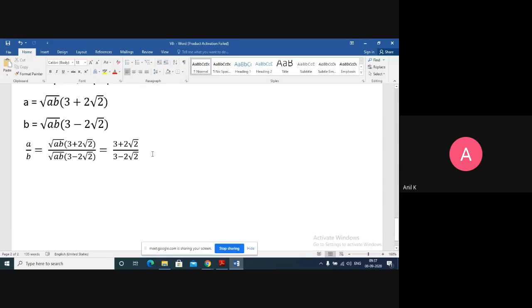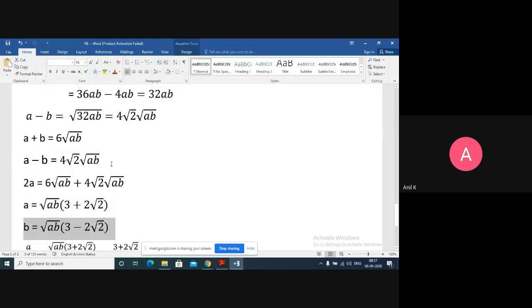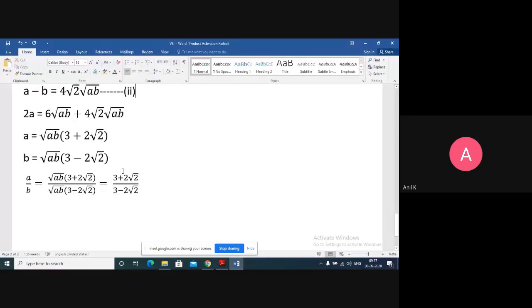When you do it in the notebook, please don't write the B value directly here. You have to show those steps also when you're substituting the B value either in equation 1 or equation 2. If you want, call this equation number 2. Okay, you substitute anywhere, you'll get the value of B as it is. Is that clear?